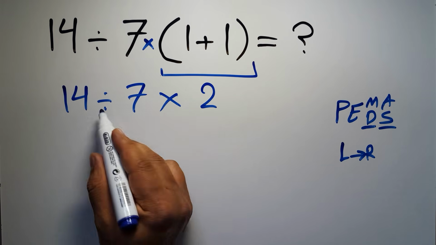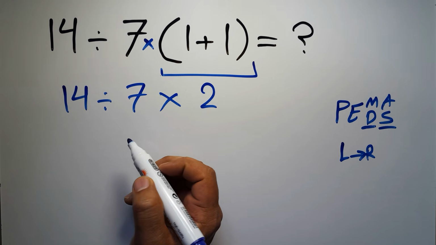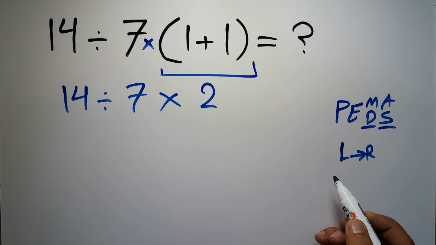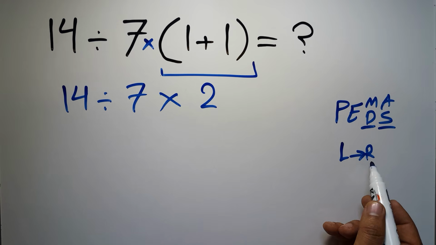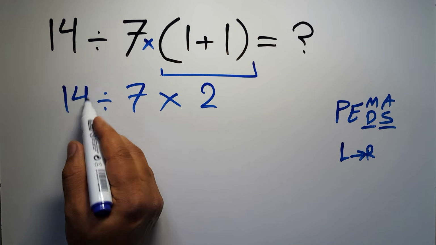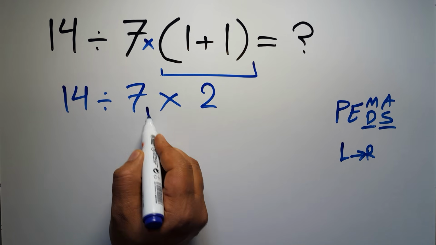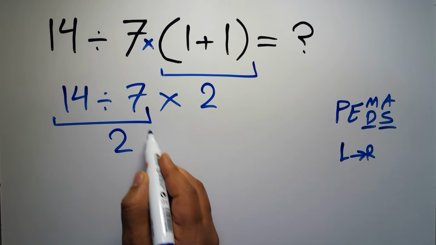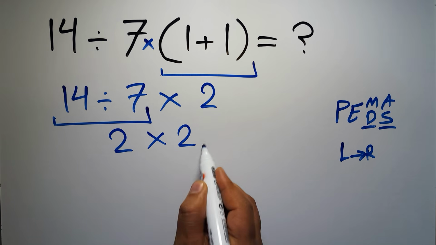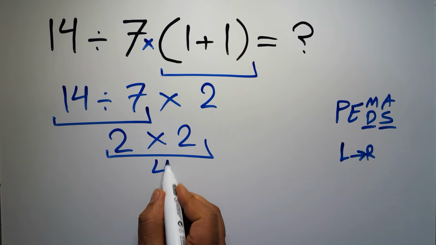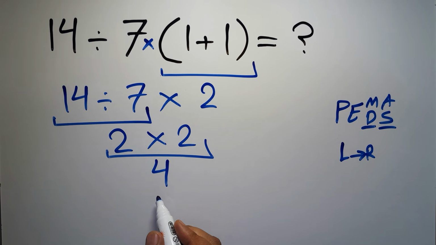Now we have one division and one multiplication. As I said, multiplication and division have equal priority and we have to work from left to right. So here first we have to do this division. 14 divided by 7 is just 2. So 2 times 2, which equals 4. And this is our final answer to this problem.